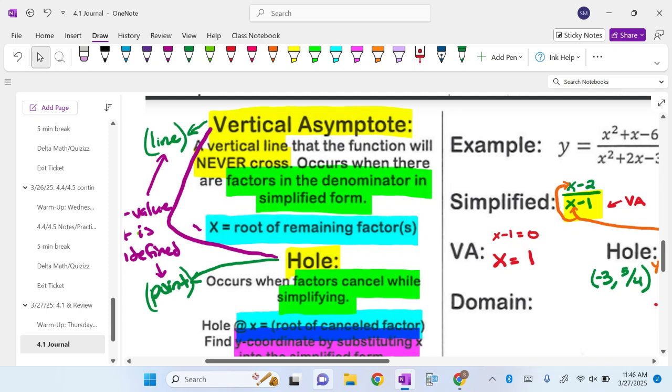So, any questions on how to find vertical asymptotes or holes? So again, the difference between the two is both of them you have to simplify first. But the difference is that this one you get from the denominator of your new simplified fraction. This one comes from the factor or factors that you crossed out. There can be multiple holes, there can be multiple vertical asymptotes, so be careful about that. Any questions on that part? All right.